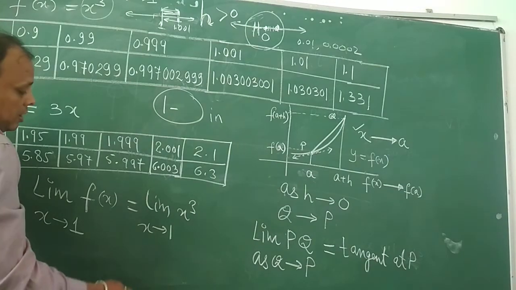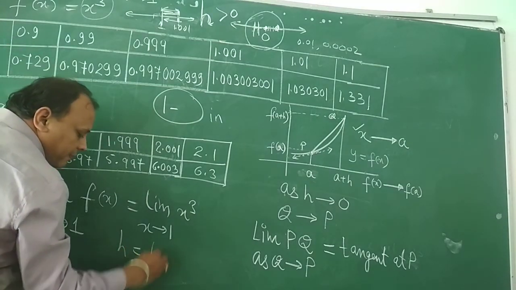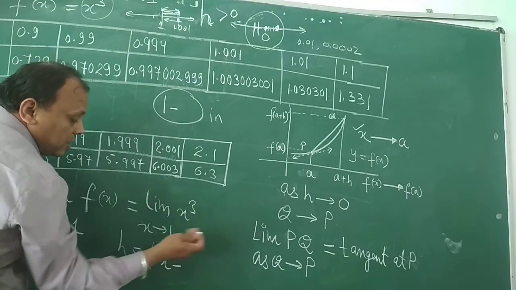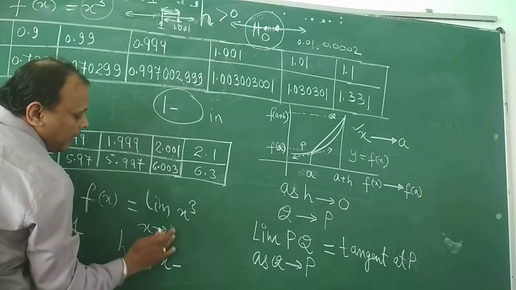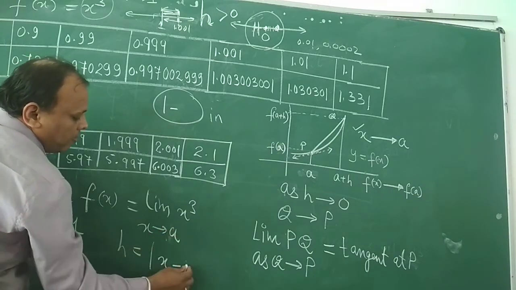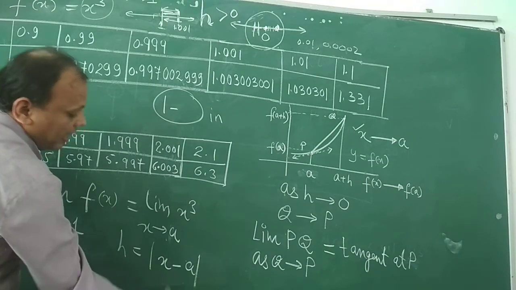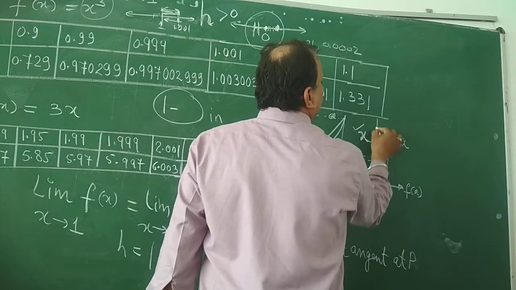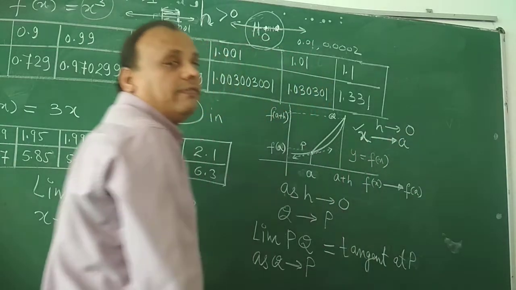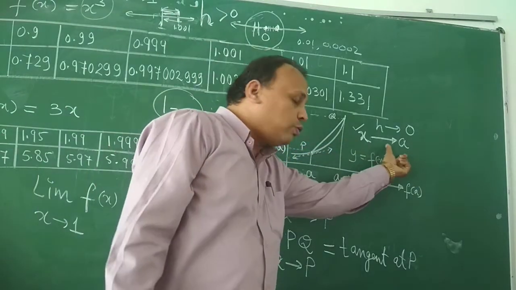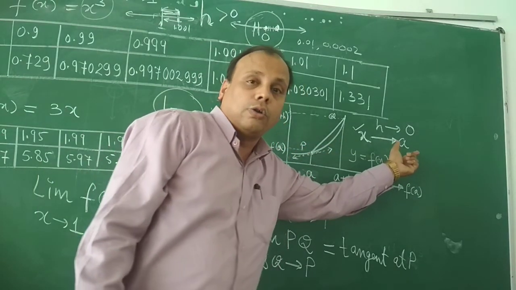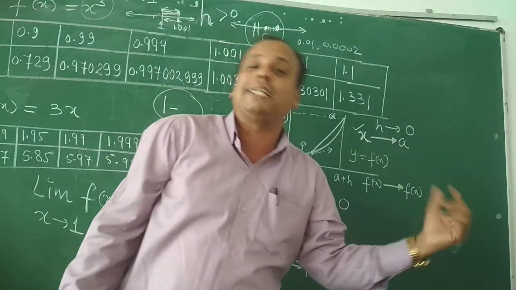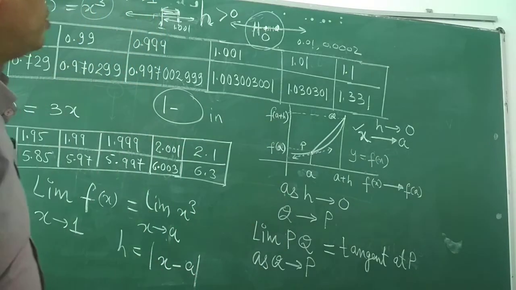We generally consider h as the difference between any x and the value which x is approaching. Suppose x is approaching a, then I take h equal to mod of x minus a, and this value is so small that h is tending to 0. h is the difference between the value approaching a particular constant and the constant itself. So it is mod of a minus x or x minus a. Mod is going to be the positive value.